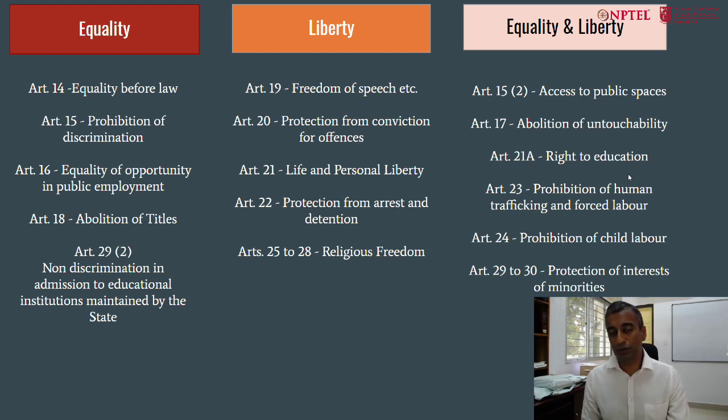Apart from these liberties, we have a range of other freedoms, and those are contained in Article 19 of the Constitution. The 6 freedoms of Article 19 include the freedom of speech and expression, as well as the freedom of movement, the freedom of assembly, and so on.